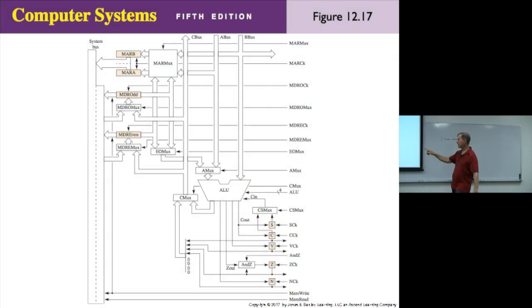So that's one big difference. Now, what about the lower right-hand side? Do you see the ALU, the CSMUX, the CMUX, the ANDZ, the NZVC, shadow bit, all that stuff on the lower right? All that's the same. But think about it for a minute. What did we have in our original 1-byte data bus?